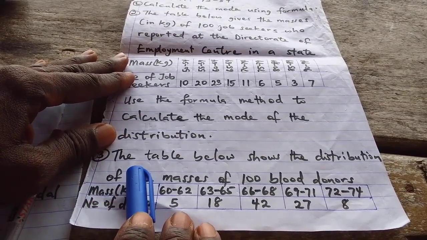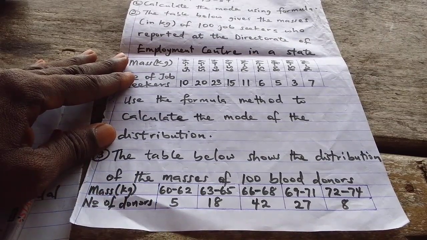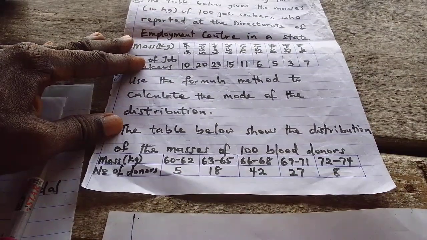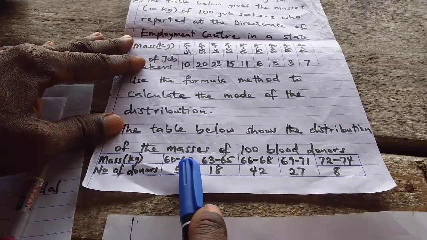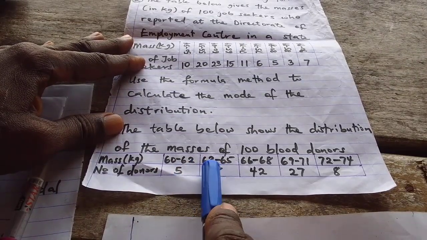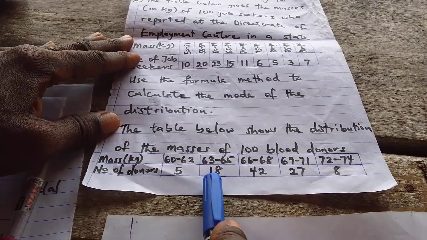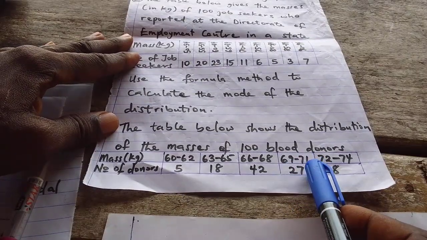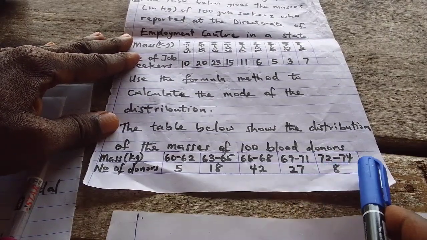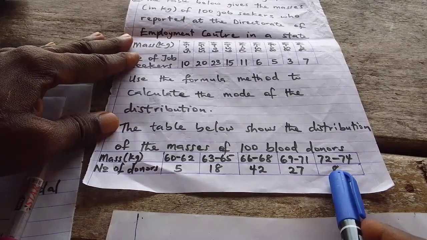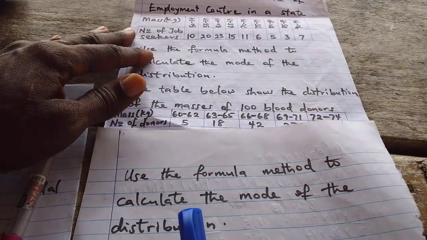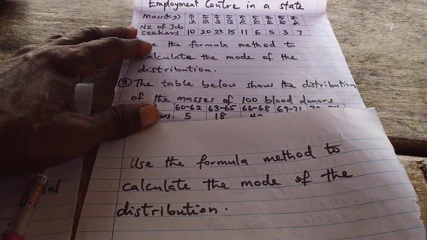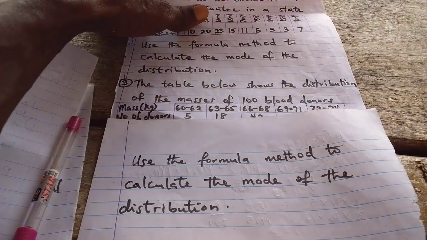For the last part, the table below shows the distribution of masses of 100 blood donors. So we have the masses and their corresponding number of donors. From 60 to 62 kilograms we have 5. Between 63 to 65 kilograms that's 18. 66 to 68 kilograms that's 42. 69 to 71 kilograms that's 27. 72 to 74 kilograms that is 8. So use the formula method to calculate the mode of the distribution. You are now expected to use the formula method to calculate the mode of the distribution.